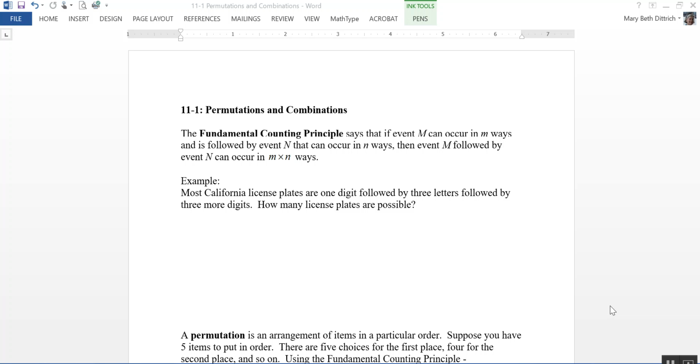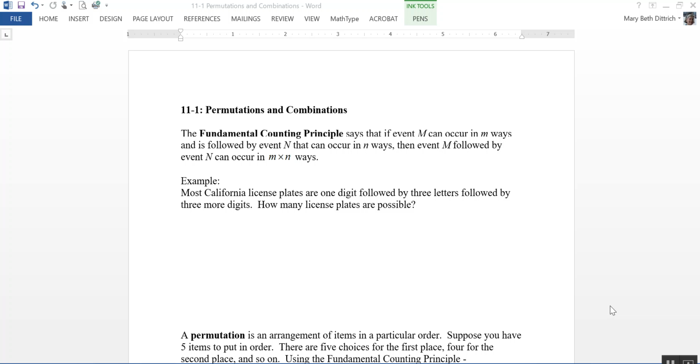Section 11.1 is on permutations and combinations. The fundamental counting principle says that if event M can occur in M number of different ways and is followed by event N that can occur in N number of different ways, then event M followed by event N can occur in M times N ways. Let's take a look at an example.